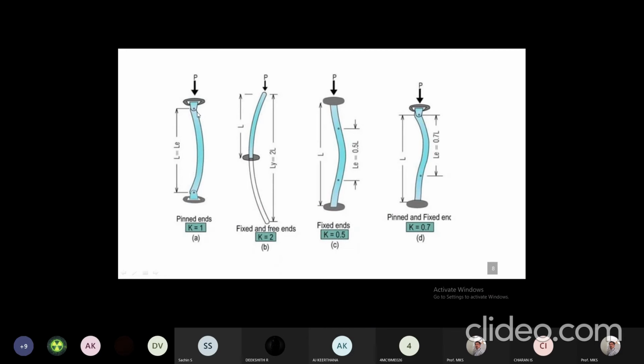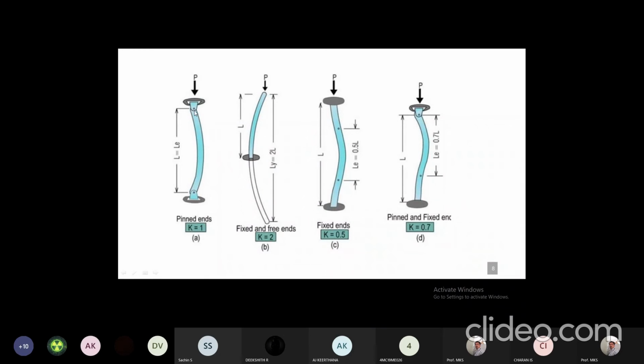After applying the load, the column is going to bend. So that is the effective length. The length of the column is the distance from the initial support to the next support, whereas the effective length is the one where, after applying the load, the column is going to bend. From the point where the column is bent to the next point, we call this the effective length.